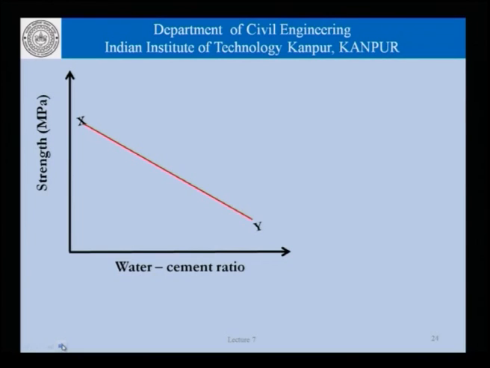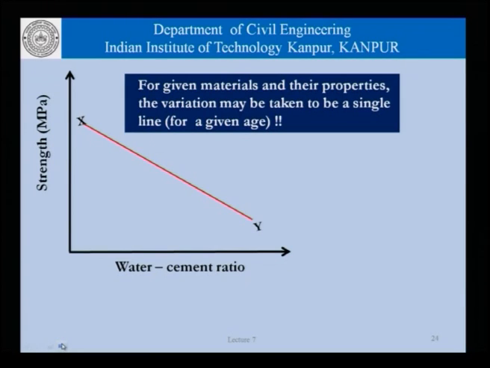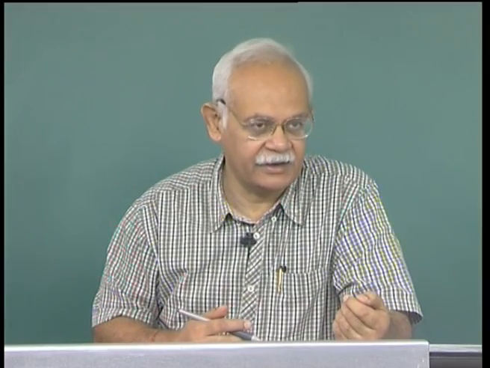And therefore, simplifying the picture, we will have for a given set of materials and their properties, the variation may be taken to be a single straight line for a given age. Age is not really a big issue, because depending on what we are working with, what kind of specifications, what kind of construction, we can specify the age. We can say that we want to do our quality control, we want to have a concrete which will satisfy the strength criteria at a given age.